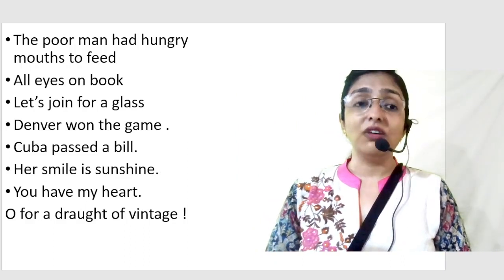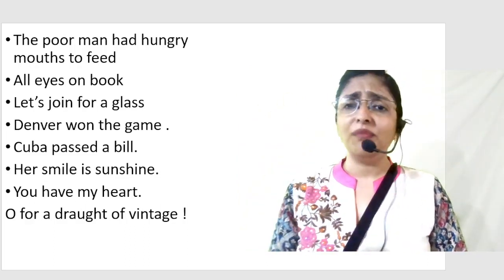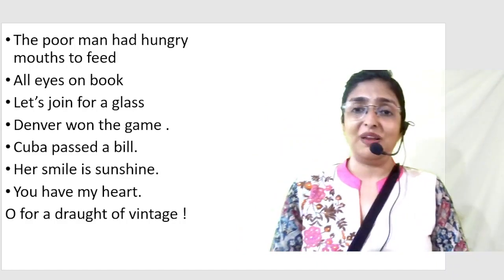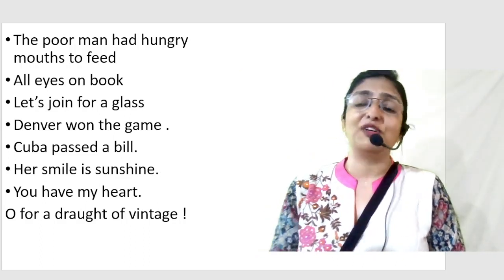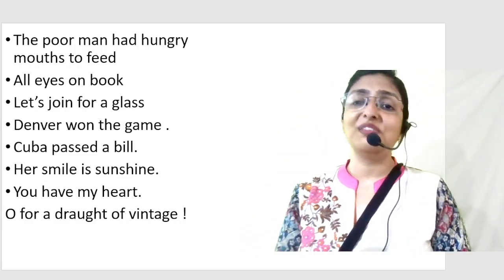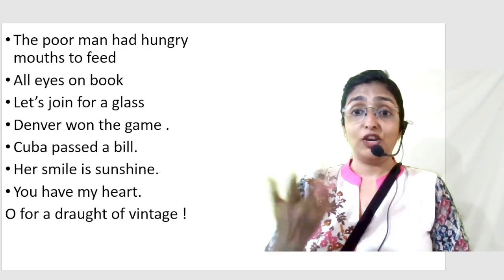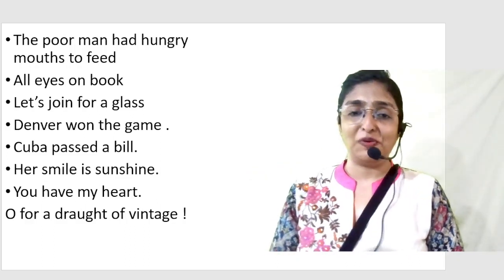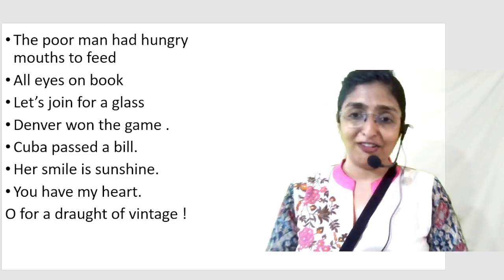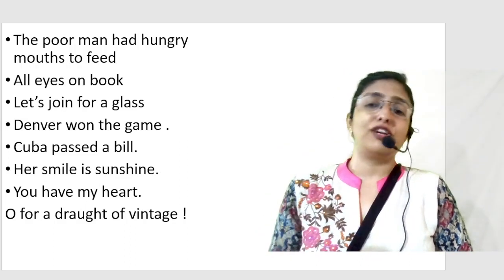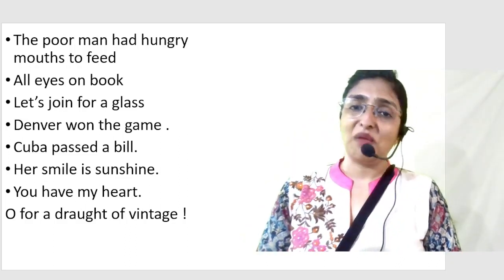The next is, Cuba passed a bill. Cuba, how can the nation pass a bill? It is the government that passes the bill. So Cuba is actually the substitution for the government. So I hope you got the answer, metonymy. Next is, her smile is sunshine. No doubt it is metaphor. You have my heart, which means you have all of my love. Metonymy. O for a draught of vintage. Vintage is wine. It is again metonymy.